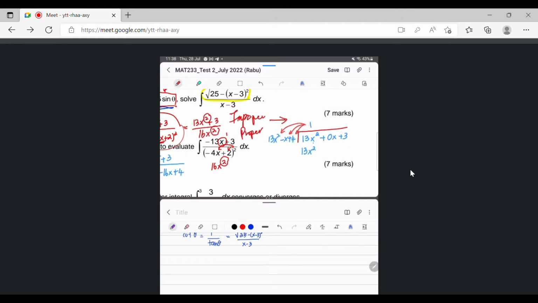So 1 times the 13x squared, you will get 13x squared here. So 1 times the negative x, we will get negative x.